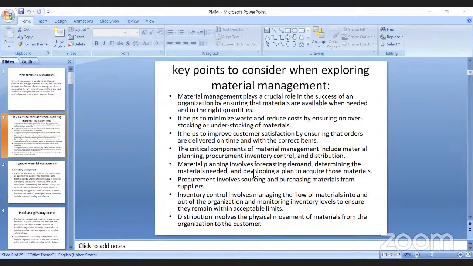PowerPoint is visible? Yes. Okay. Yes, sir. The first point is what?